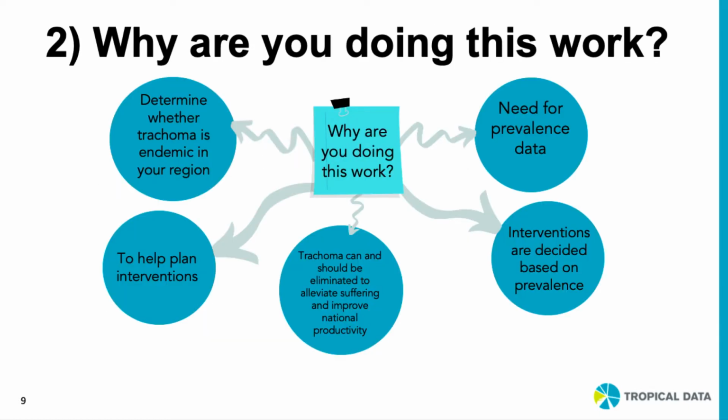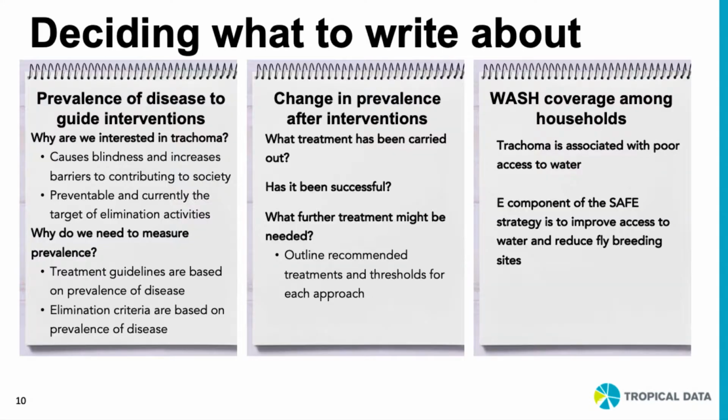When planning the introduction, it may help if you consider why you are doing this work. Ultimately, trachoma can and should be eliminated to alleviate suffering and improve national productivity. In order to achieve elimination, there is a need for prevalence data in order to help plan interventions. Structuring your introduction to capture these concepts will enable readers to better understand the context and importance of the work. The key points are the background and rationale, and main objectives.